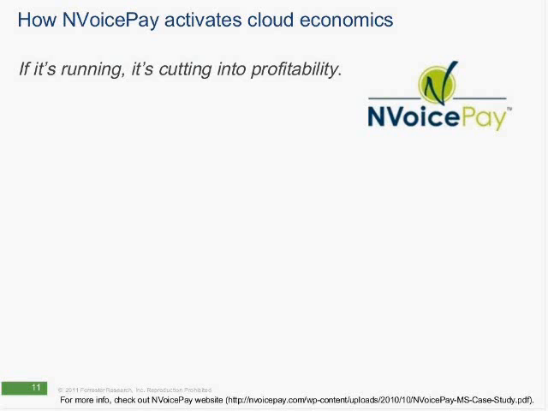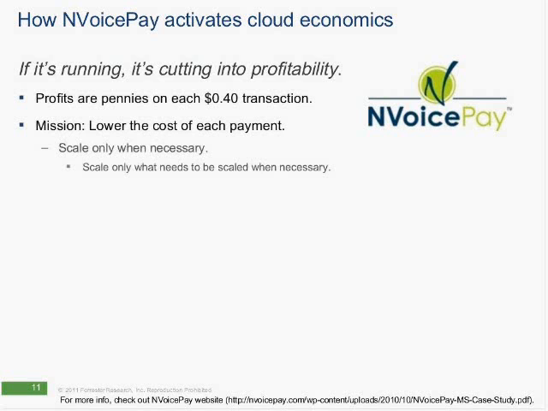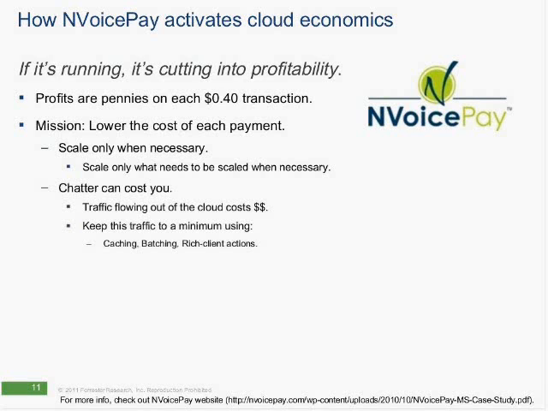So over time and through the optimization, they're really tweaking and tuning their services in the cloud all the time to lower the cost of these payments. So that if they continue to get pennies per 40 cents of transaction, they want to make sure they pick up as many of those pennies and keep as many of them as they possibly can. So that means scaling out only when necessary, as we talked about before. That means cutting down on traffic flowing in and out of the cloud because you're paying for that again.